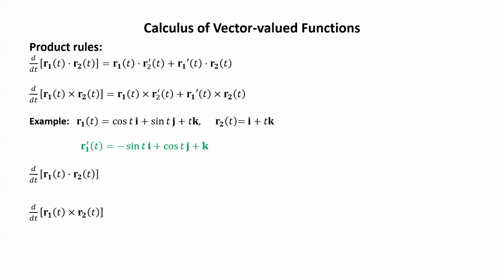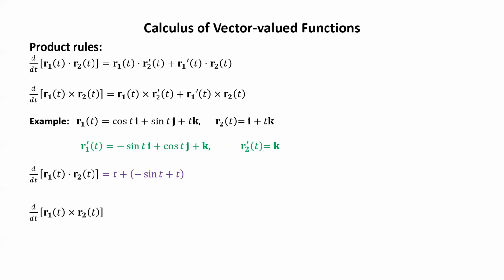So first of all, we're going to need r1 prime of t. The derivative of cosine t is negative sine t. The derivative of sine t is cosine t. And the derivative of t is 1. Therefore, r1 prime of t is negative sine t i plus cosine t j plus k. And for r2 of t, the derivative is just k because i is constant. There's no j term, and the derivative of t is 1. So we just get r2 prime of t equals k.